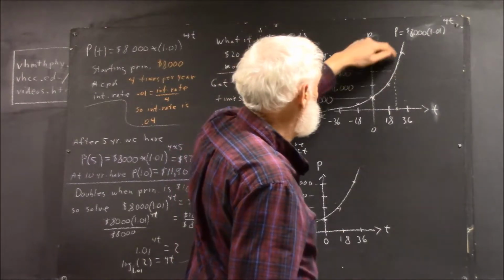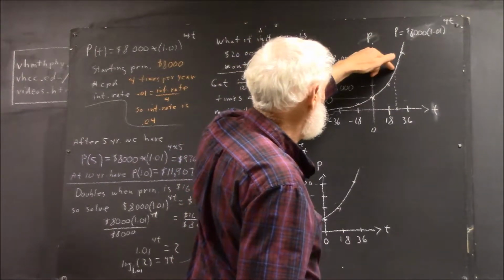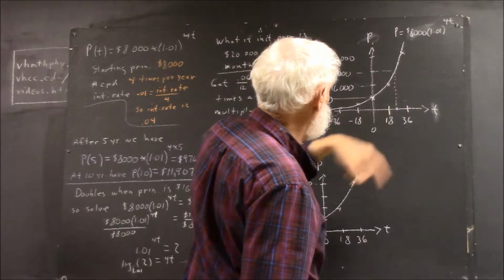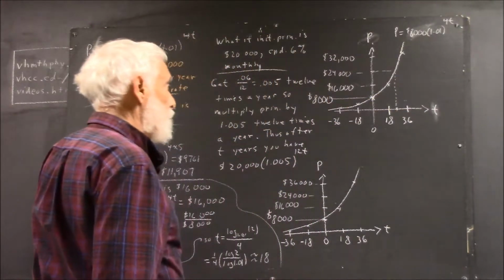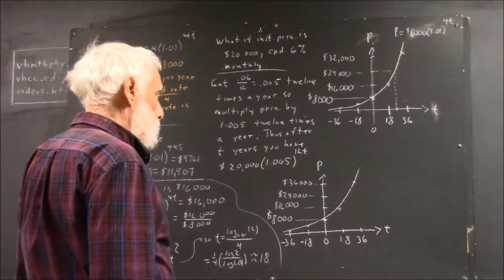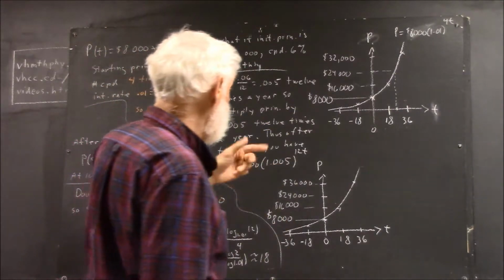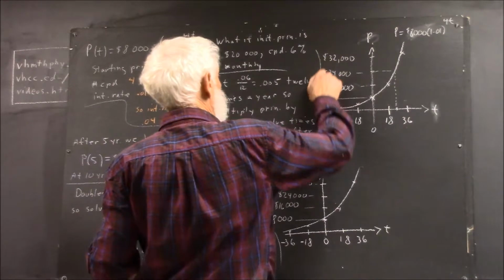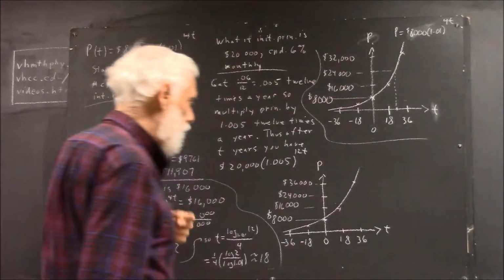If it was a straight line from here to here, then 24,000 would intercept that straight line halfway between 18 and 36. But it doesn't. And I'm not even sure I said that right. I'm not going to say any more about it, because we're going to investigate that whole phenomenon.